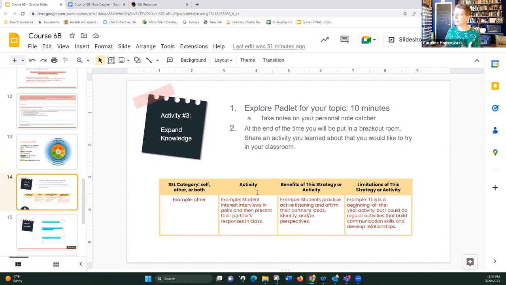And then I'm going to set a timer for you to have an opportunity to explore that Padlet resource and take notes. And at the end of that time, I will put you into a breakout room and you will be with people who did all of the different categories. And your job will be to share an activity that you learned about that you would like to try in your classroom and think would be helpful for your colleagues to know. Please let me know if you have any questions. If not, I'm going to set our timer and we're going to get started with our Padlet exploration.